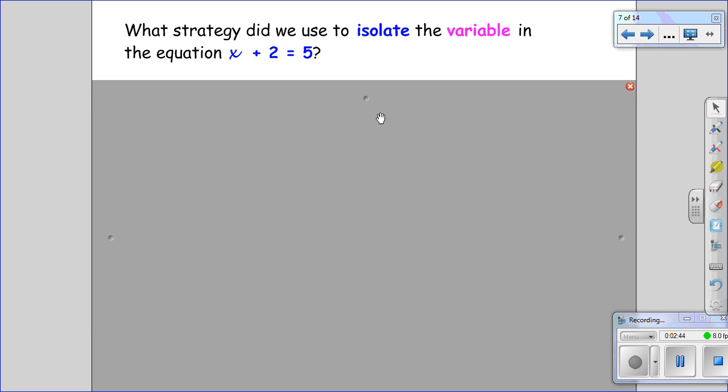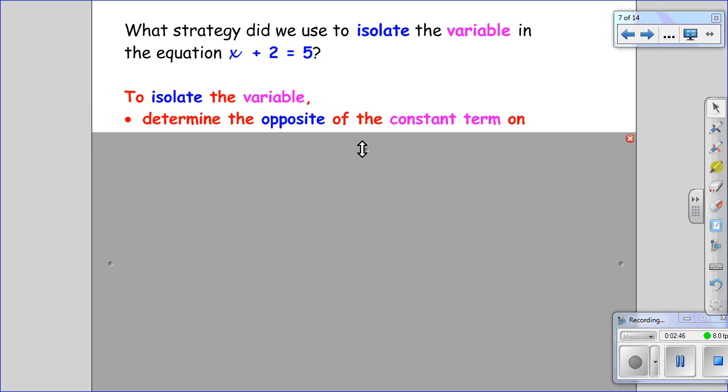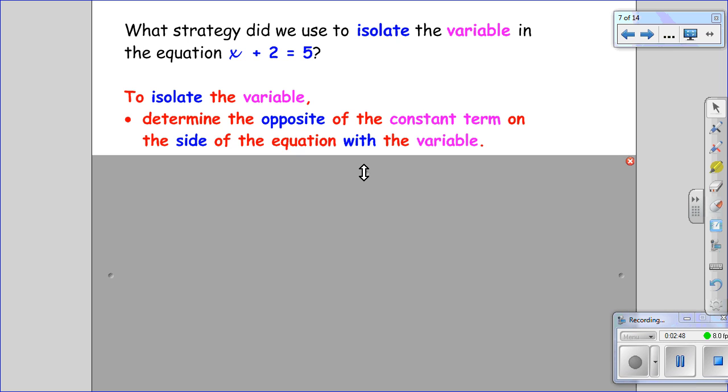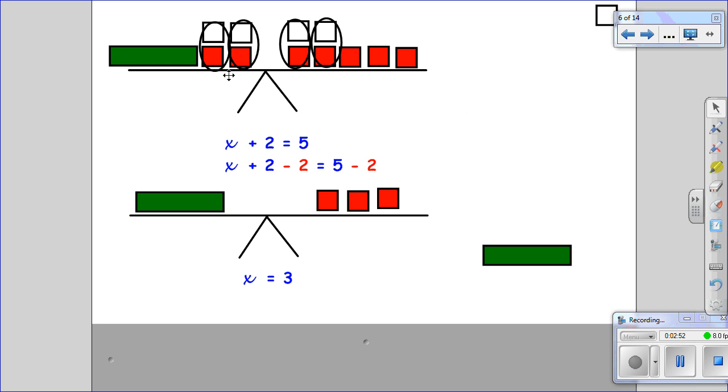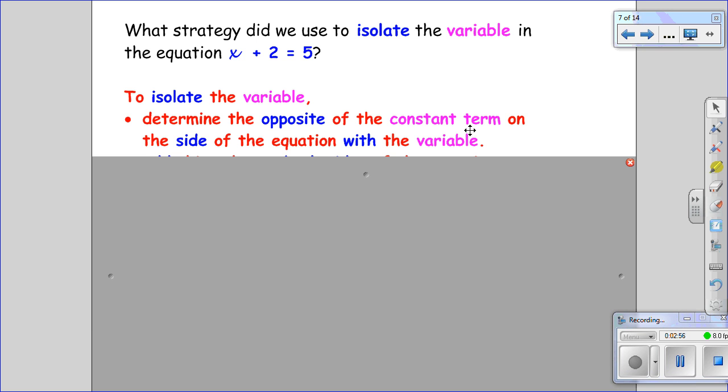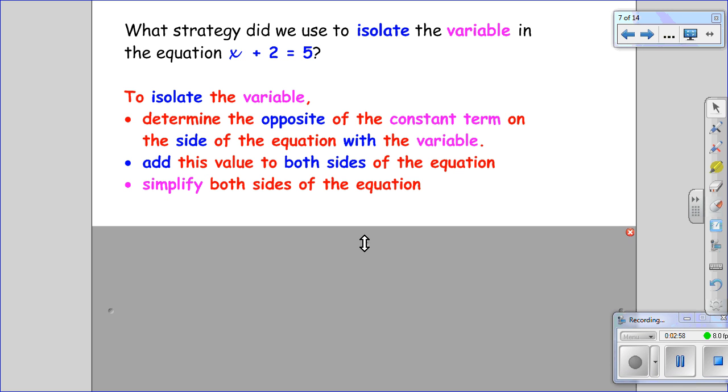So what strategy did we use? The first thing we did was we determined the opposite of the constant term on the side of the equation that had a variable. For instance, the opposite of the positive 2 was negative 2. And then I added that to both sides, and then I simplified.